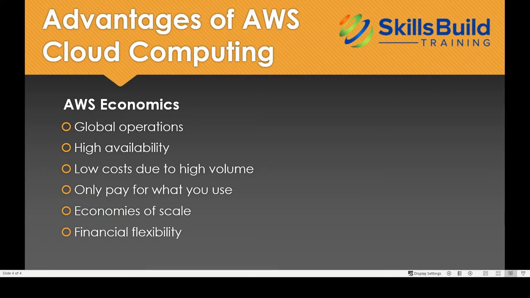To get to know how AWS Cloud is able to provide much lower costs than managing your own data center, and at the same time offers a quality of service that is unmatched, we have to take a look at AWS economics. The AWS infrastructure serves millions of active customers in over 190 countries and offers the following benefits to its users. Global operations.